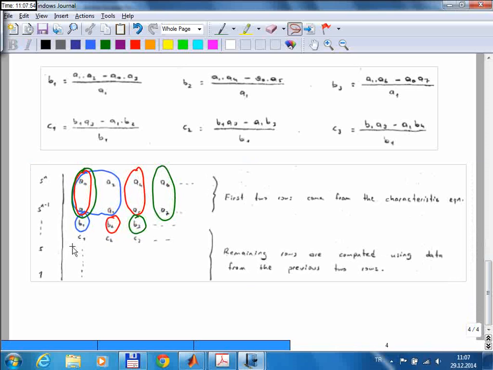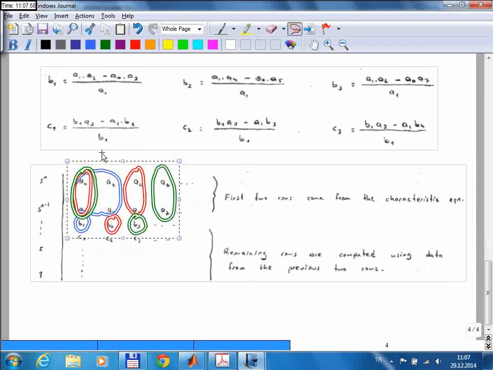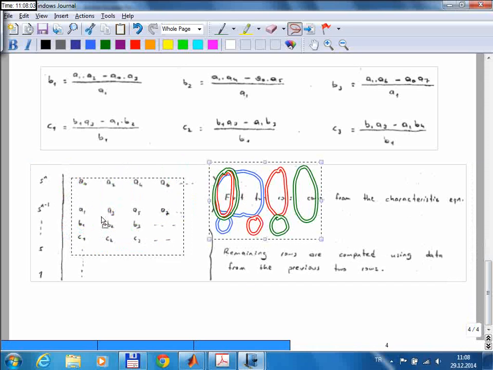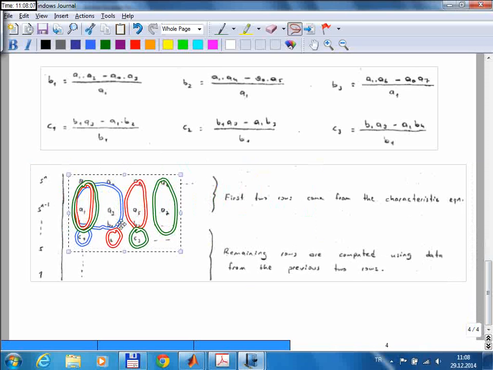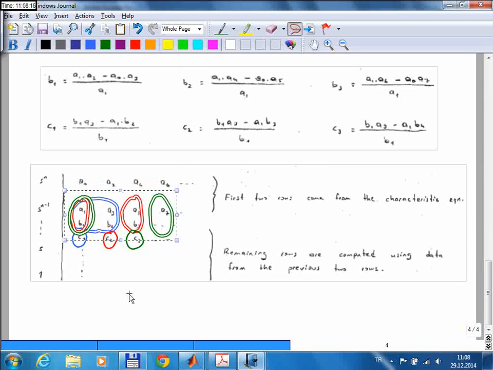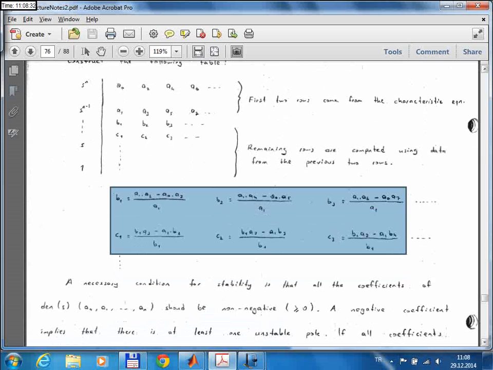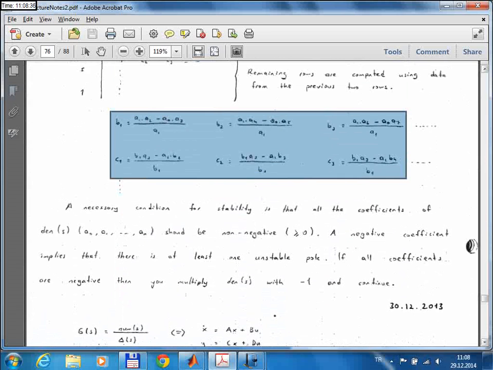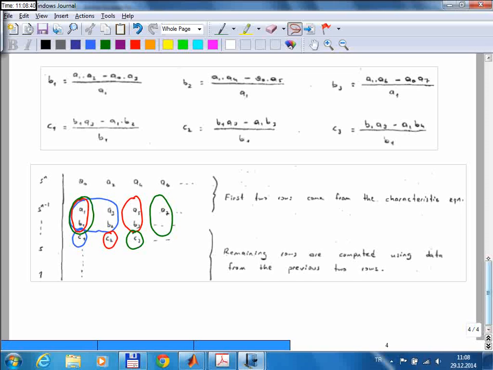To construct the fourth row, you just shift everything down. As I said, there's just a simple formula, and once you apply this formula, you fill up the array very easily. Once you complete this array or table, the first column of the table tells you if your system is stable or unstable, and if it is unstable, how many unstable poles there are in your system.